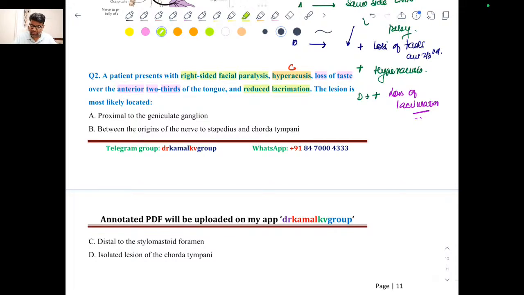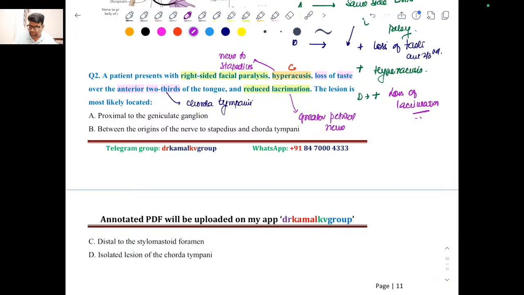So hyperacusis, nerve to stapedius is paralyzed, then loss of taste sensation, then chorda tympani is gone, and reduced lacrimation. This is the greater petrosal nerve which is gone. So these are gone. So obviously the lesion has to be proximal to a landmark which is involving all these three.